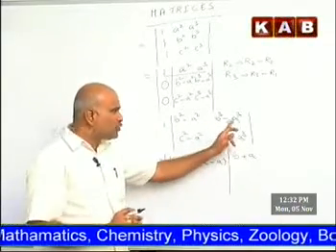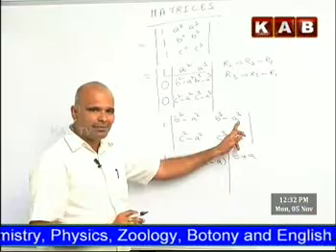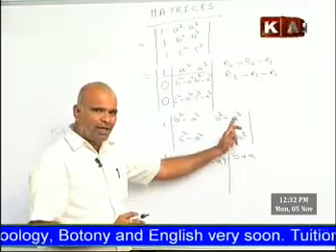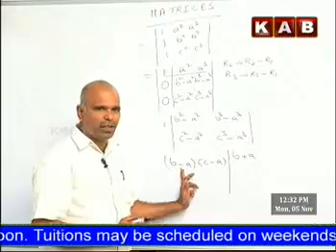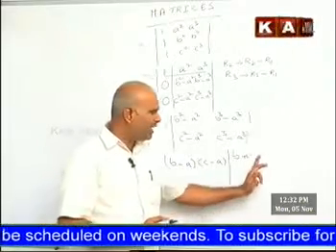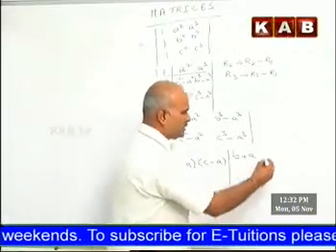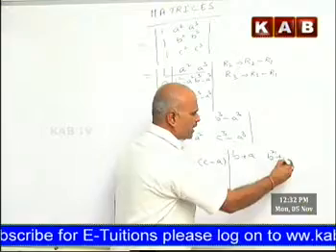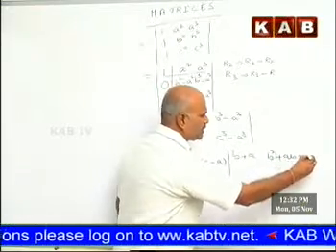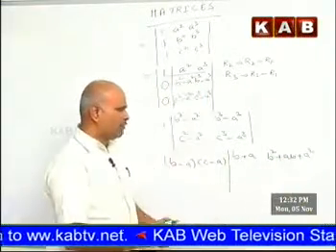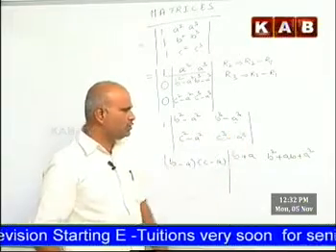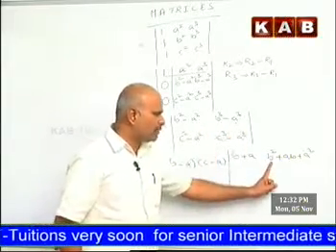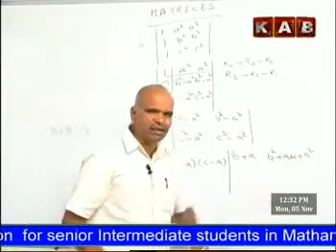But because B cube minus A cube is there, we have taken the common as B minus A. When you take the common as B minus A, it will give us B square plus AB plus A square. Everybody will know this one now, the factorization of x cube minus y cube. Based on that, I am getting here B square plus AB plus A square.